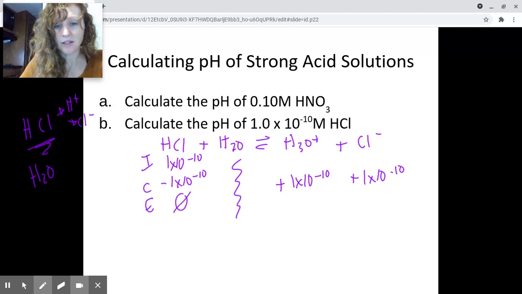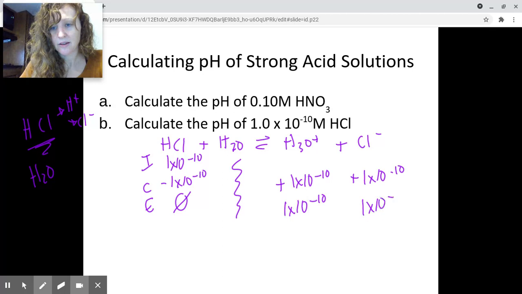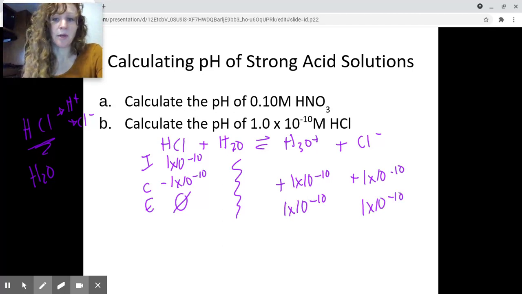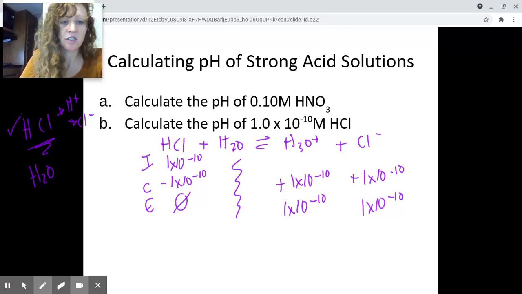I'm going to have none of this left over. Okay, so from HCl, this is what I would end up with. I will end up with 1 times 10 to the negative 10th molar H3O plus concentration. Now, again, we have to consider that's just from H plus.